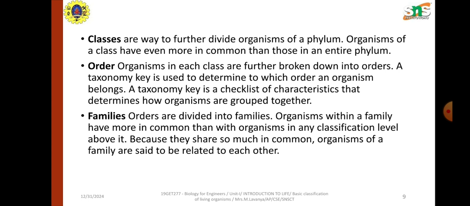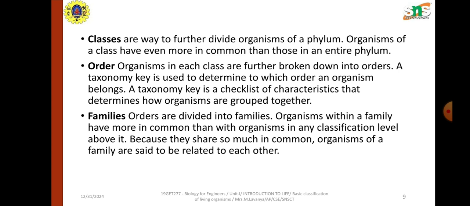A taxonomy key is used to determine which order an organism belongs to. A taxonomy key is a checklist of characters that determines how organisms are grouped together. This is known as order. Then the fifth one is the family. The orders are further divided into families.